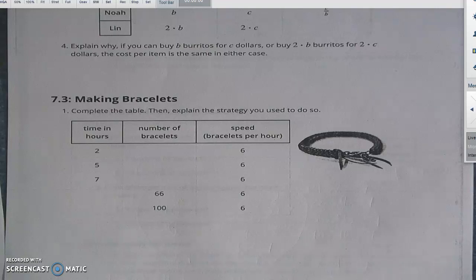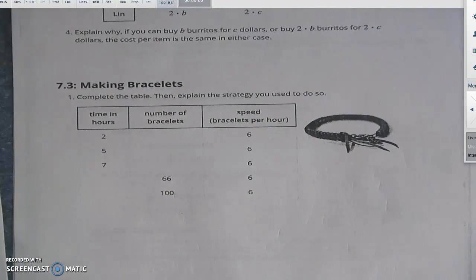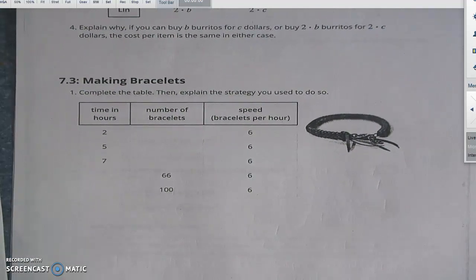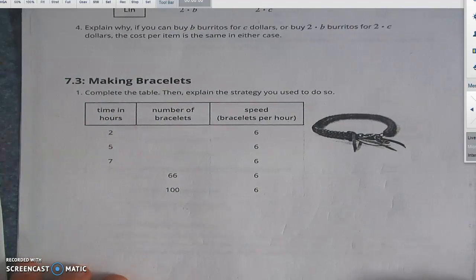So we are now on the bottom of page 287. We're skipping this part up at the top, and we're going down to 7.3, Making Bracelets. And it says, complete the table, then explain the strategy you used to do so. So I'm going to have you pause me while you fill in number of bracelets and time in hours, the information that's missing from the table.